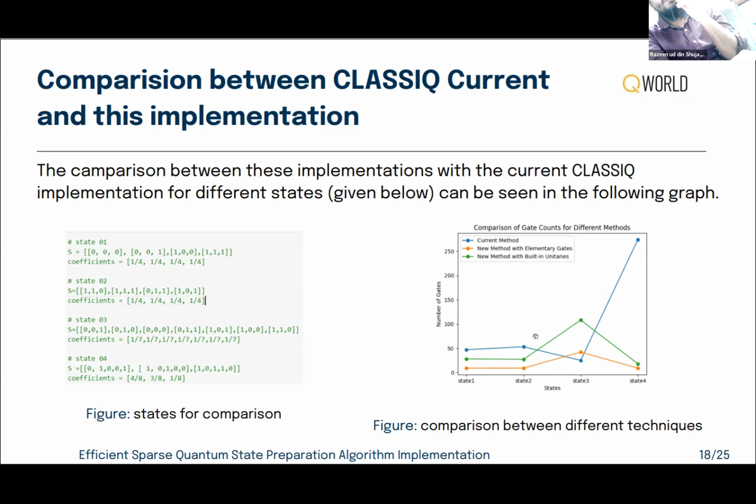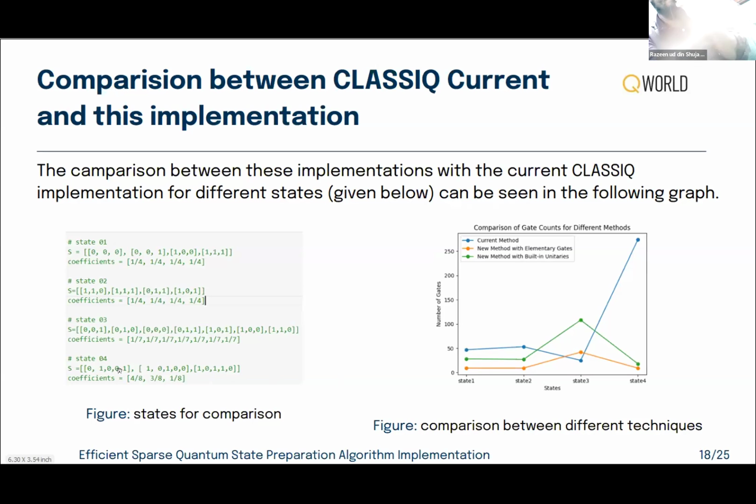So you can say both provide the advantage, but the one with the built-in elementary gate technique provides us more advantage than the other. Another thing to note is that whenever we leave the sparsity, like in state 3, you can see that in this scenario the current Classiq implementation provides a better result than our implementation.